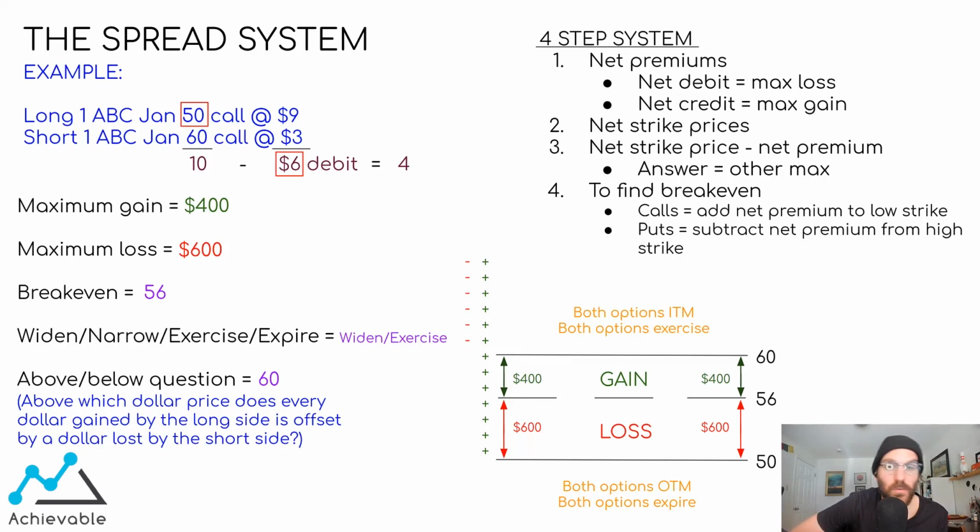Now, if you see this question, I'm going to give you a really quick 2-step shortcut to gain the answer. It's real simple. Number one, if you see that question, the answer is always going to be one of the 2 strike prices. Always. Right? So right away, you can get rid of 2 of the wrong answers. It's got to be one of the 2 strike prices. Second step, if the question is above which price, it's the high strike price. If the question is below which price, it's the low strike price.